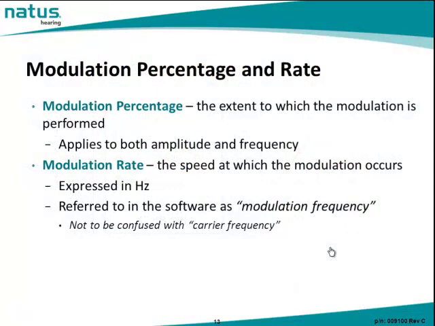Modulation is also defined by percentage and rate. Modulation percentage is the extent to which the modulation is performed, and it applies to both amplitude and frequency. Modulation rate is the speed at which the modulation occurs. Modulation rate is expressed in hertz, and it's referred to in the software as the modulation frequency. It's very important not to confuse the terminology modulation frequency and carrier frequency. Carrier frequency is the stimulus. Modulation frequency describes how often the modulation occurs with that carrier frequency.